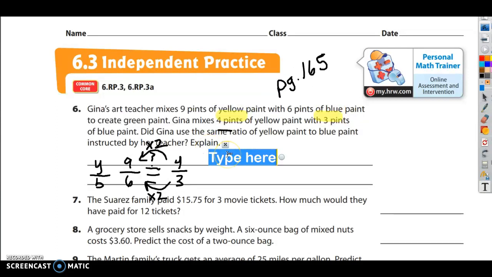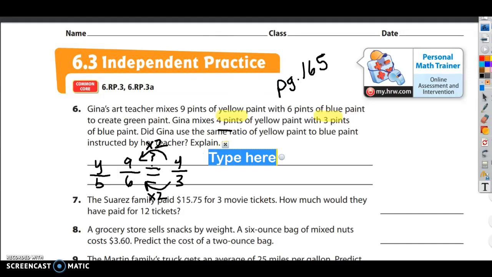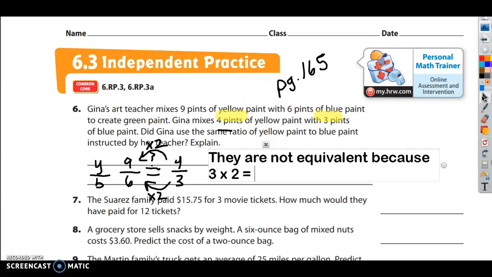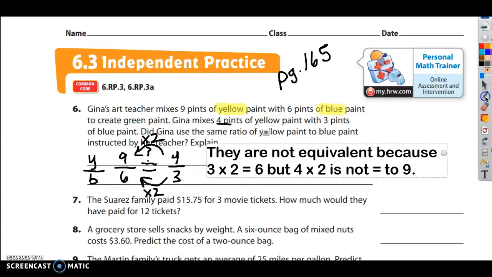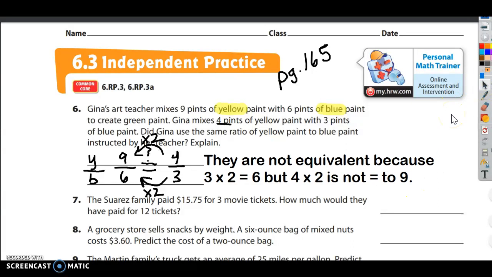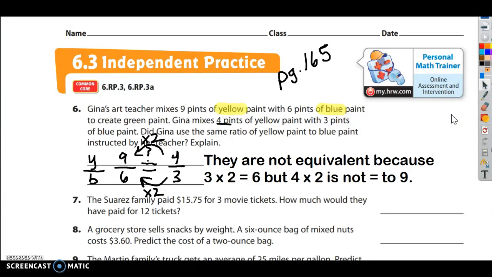So I'm going to go ahead and put some words in here. They are not equivalent because, and what I'm going to do now is explain the math. They are not equivalent because 3 times 2 is equal to 6, but 4 times 2 is not equal to 9. That's good enough. It's not the most perfect explanation, but it's good enough. It explains, I think in your words, exactly what's happening there. Okay, let's move on.